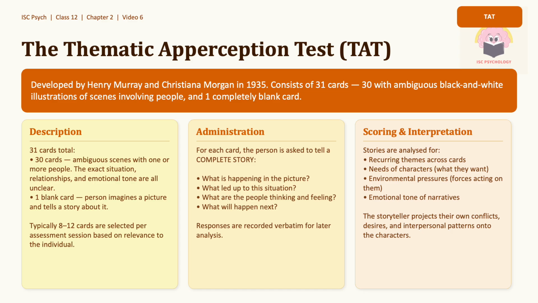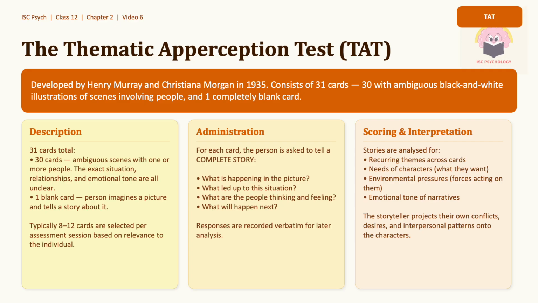Next, we come to the Thematic Apperception Test, which was developed by Henry Murray. This test contains a set of 31 cards, 30 cards in black and white illustrations of ambiguous scenes involving one or more people, and one completely blank card. The scenes are deliberately ambiguous. You can see that people are present and some kind of situation is occurring, but the exact nature of the situation, the relationships between figures, and the emotional tone are all unclear. The examiner selects a subset of cards, typically 8 to 12, chosen for their relevance to the individual being assessed.